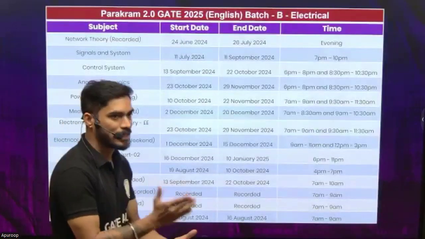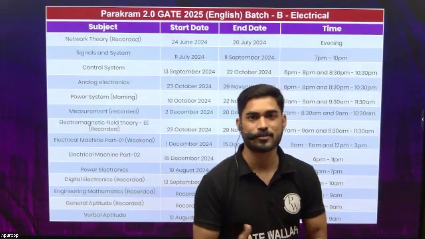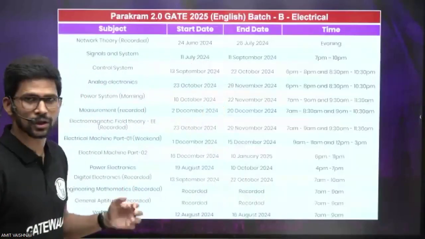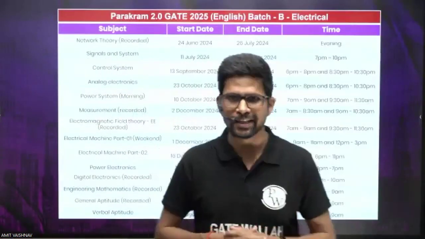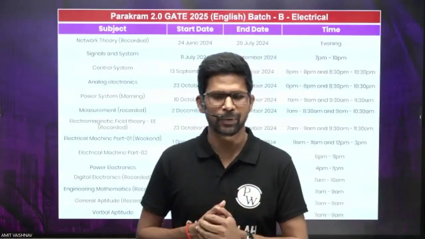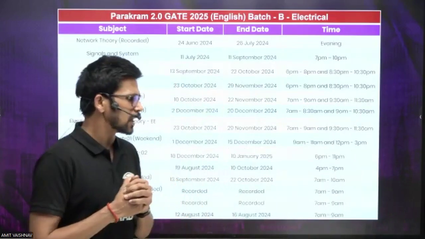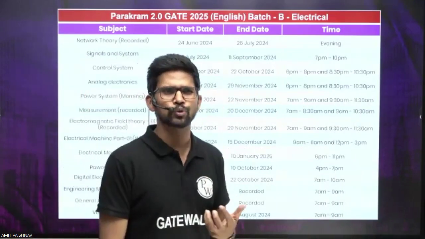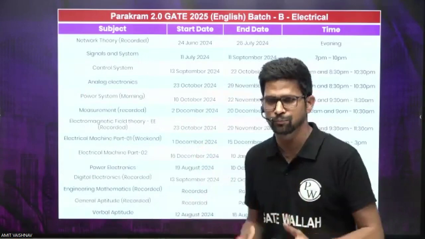Now for the yearly planner of electrical and electronics, let's go back to the batch sir. Thank you very much, sir. So, guys, this is the detailed yearly planner of the electrical and electronics branch English batch, Parakram English batch. And this planner is going to help you to plan your studies well.